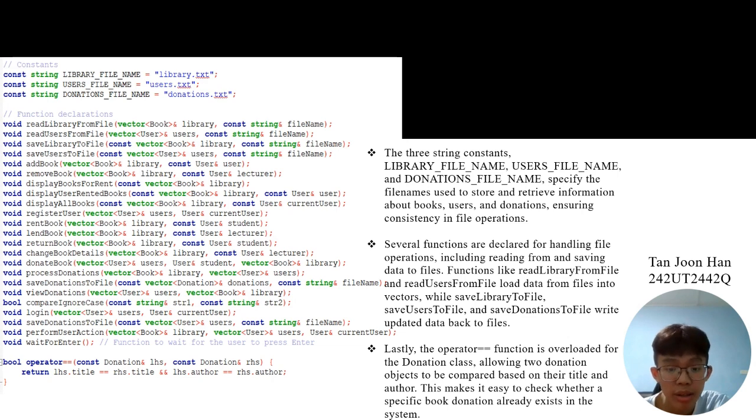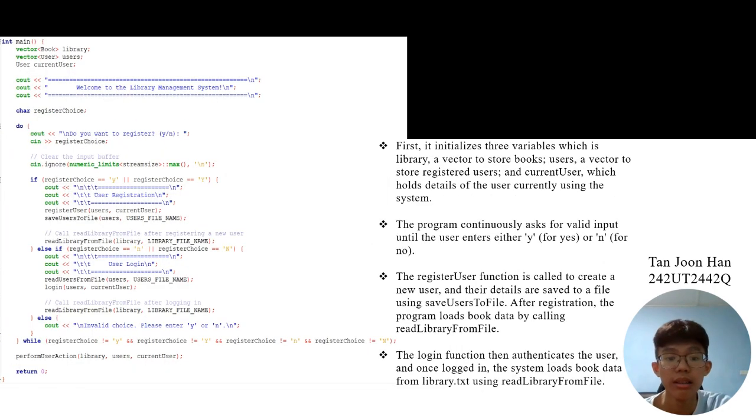Lastly, the Boolean operator function is overloaded for the donation class, allowing two donation objects to be compared based on their title and author. This makes it easy to check whether a specific book donation already exists in the system. Furthermore, I will explain the main function as well.